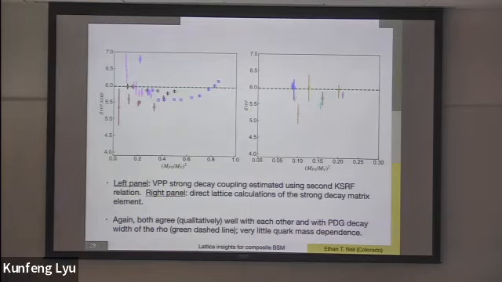And I'm plotting this against, so on the right is the direct calculation of this matrix element for the pi. On the left, this is the estimate using the second KSRF relation, so this is basically the pion decay constant times the rho mass. And you can see it doesn't get things exactly right. But they both agree pretty well qualitatively with each other and with the dimensionalization of the PDG value that comes from the width of the rho. We're interpreting it as this g rho pi pi. Very little quark mass dependence. This seems to work. This KSRF vector meson saturation picture seems to work really well.